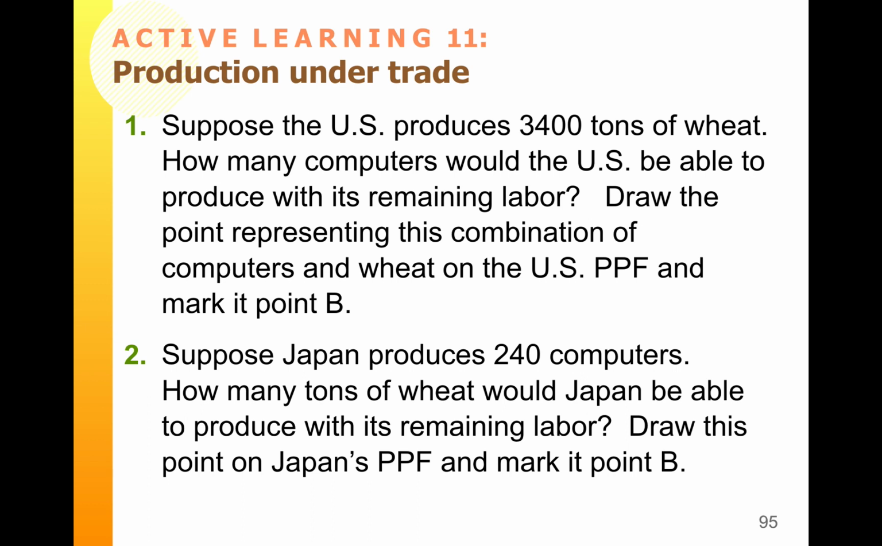If they are using some of their labor hours to make 3,400 tons of wheat, how many computers can they make with the remaining labor hours? So you need to figure out that number, and then you're going to mark the dot on the line, part B, and you're going to write in the number of computers the US can make. On your Japan graph, you're going to do the same thing. Suppose Japan makes 240 computers. How many tons of wheat would Japan be able to make? Draw that dot on your graph and label that B.